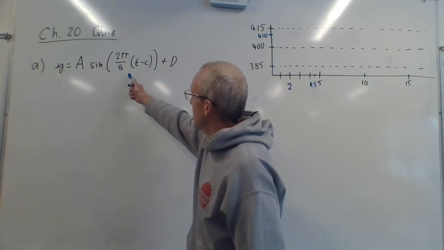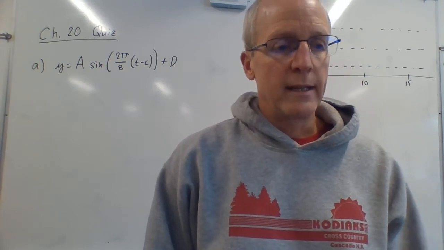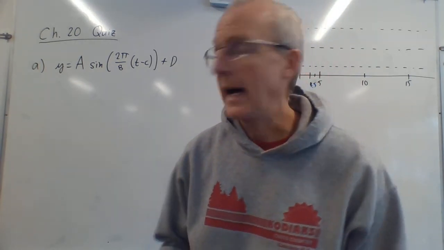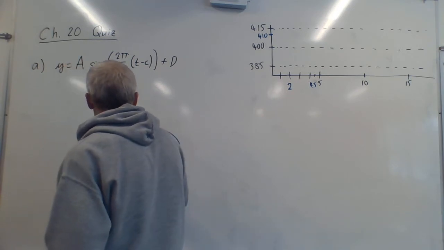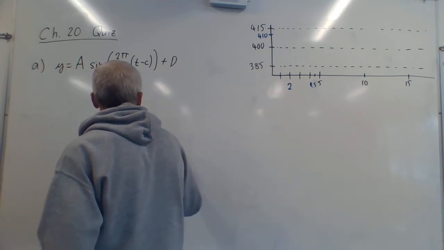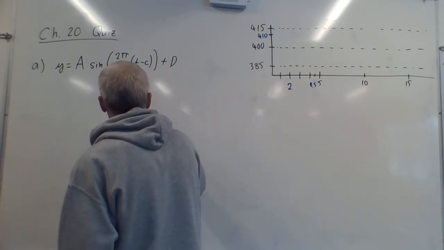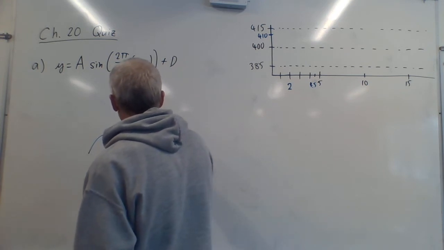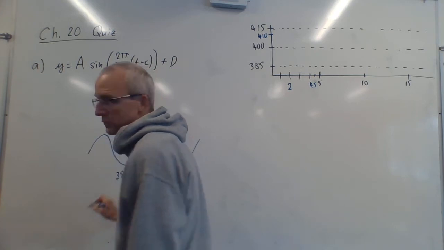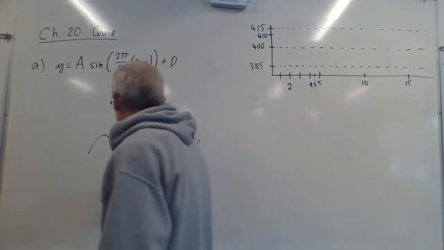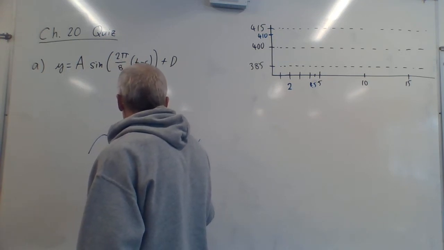This is the average. B, again, is pretty easy to find because I said that when you put it in at 2 minutes, it's at 385. So a sine wave looks like this. The bottom is at 385. This is a really bad sine wave. Okay, so there we go. Bottom 385. The top is at 415. This is at 2 minutes, and it's 415 at 4.5 minutes.